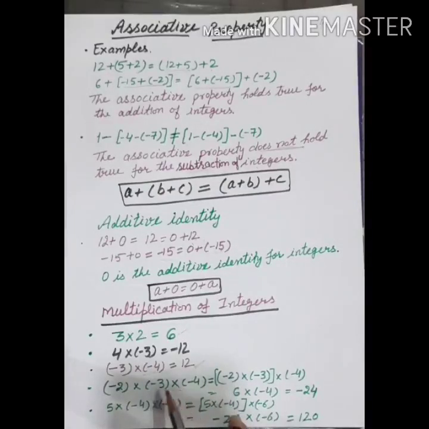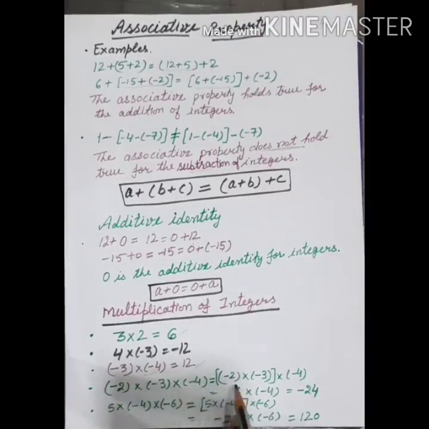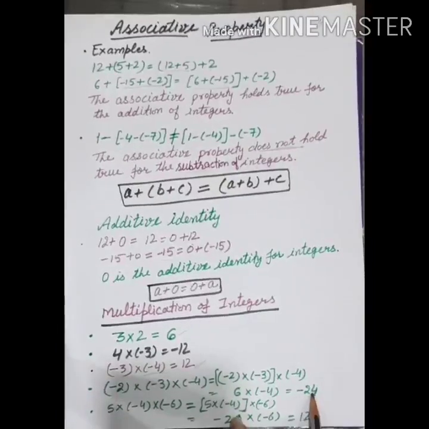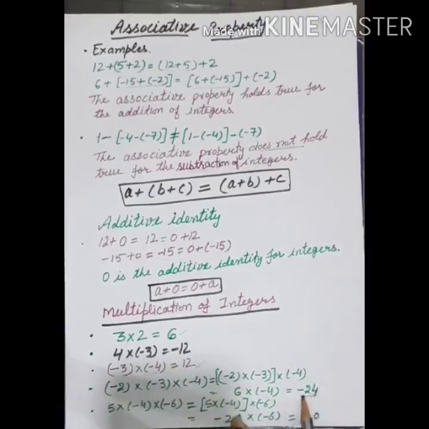For example, minus 2 multiplied by minus 3 multiplied by minus 4 is equal to minus 2 multiplied by minus 3, which becomes 6, multiplied by minus 4, which is equal to minus 24. If the number of negative integers in a product is odd, the product is a negative integer.